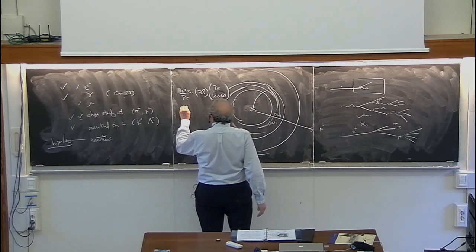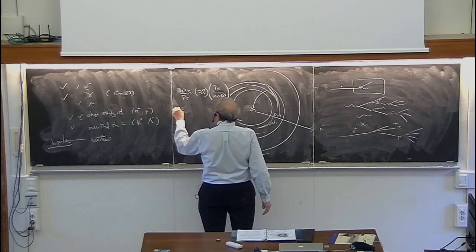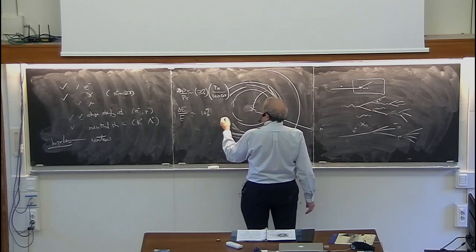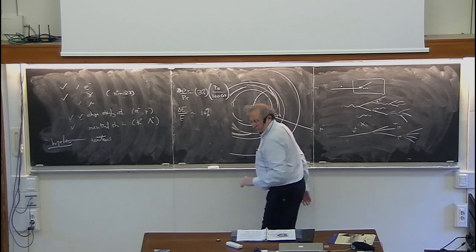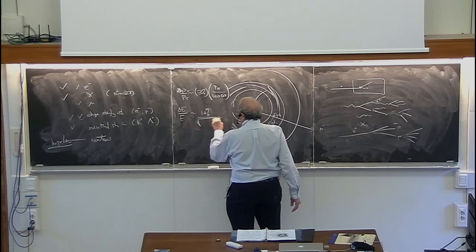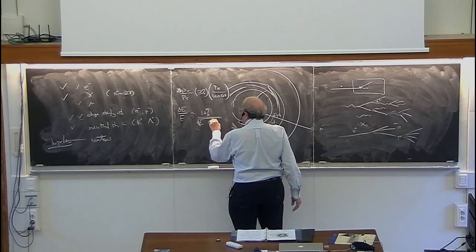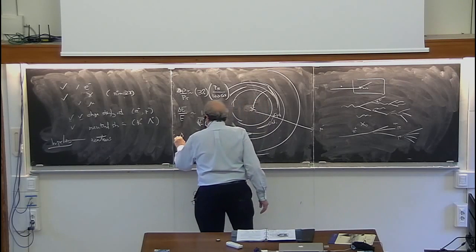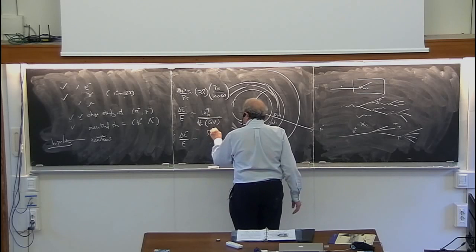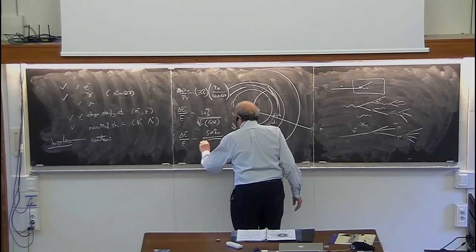Electromagnetic calorimetry works the other way. Delta E over E, 10% is a reasonable number, and then it's 1 over the square root of the energy in GeV. And for hadron calorimetry, something more like 50 to 70%, and again, 1 over the square root of E in GeV.